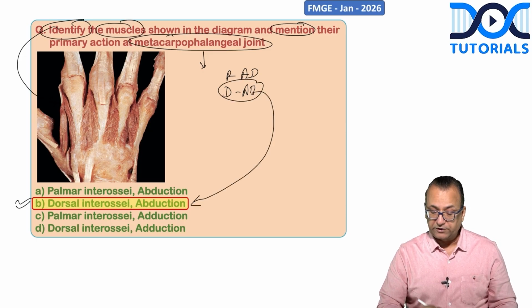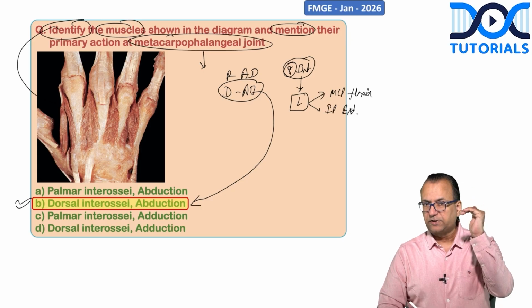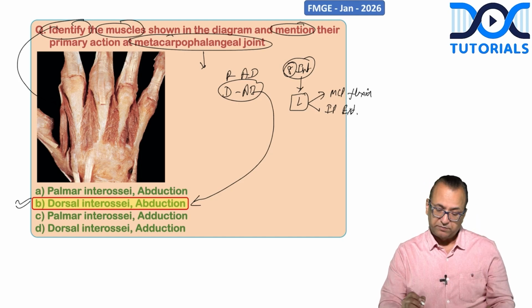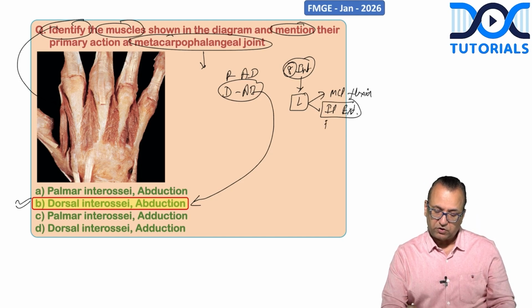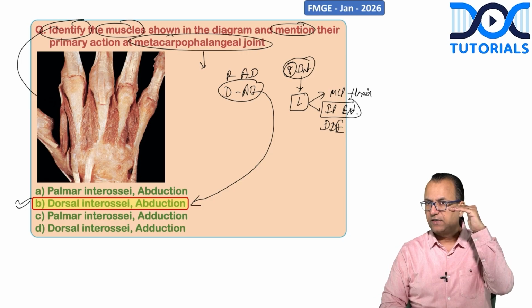But my point is, these 8 interossei muscles help the lumbricals also, which do two functions: MCP flexion and IP extension. This MCP flexion and IP extension job is done by lumbricals assisted by the interossei. How do they do interphalangeal extension? Because they insert on the dorsal digital expansion. There is a dorsal digital expansion for interphalangeal extension, and interossei can do that.